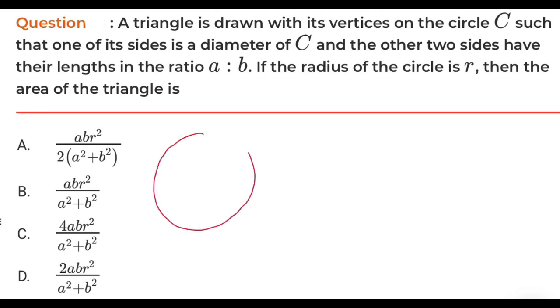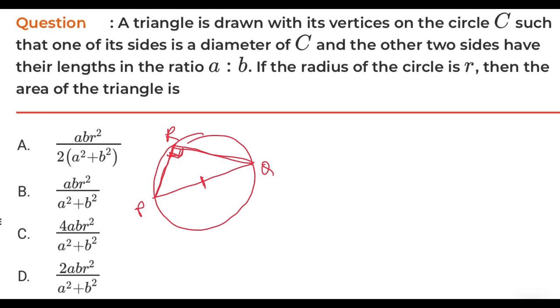So this is our circle, and three vertices of the triangle lie on the circle with one of the sides being the diameter. If I call this side PQ, PQ is the diameter of the circle, and then we have the other two sides as QR and PR. So PQR is the required triangle. Now, as per the question, PQ is the diameter of the circle, right? A diameter always subtends a right angle at any point on the circle. That tells you angle PRQ should be equal to 90 degrees.